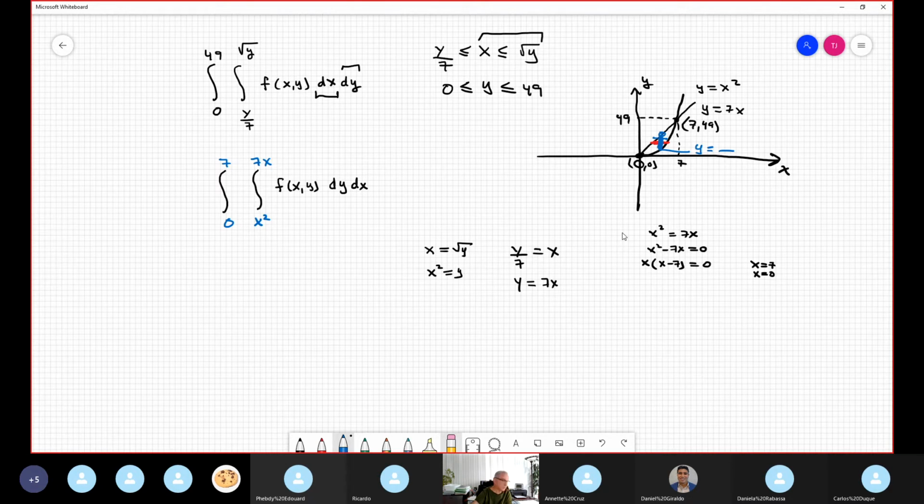Okay, changing the order of the integration. This idea, changing the order of the integration. Guys, opinion.